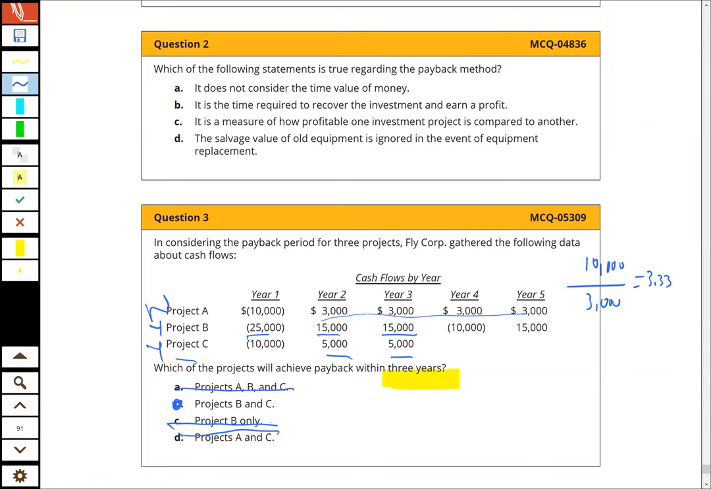Well, it's a little confusing because they gave you 5 years and you could have gotten trapped into doing it all for 5 years and then go, oh, wait a second, they only want to know what happens in the first 3 years. Well, you always got to read what the question wants. Yeah. Never jump into a table.